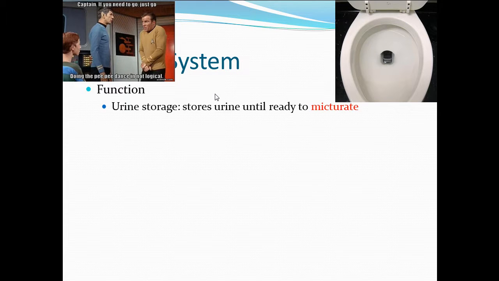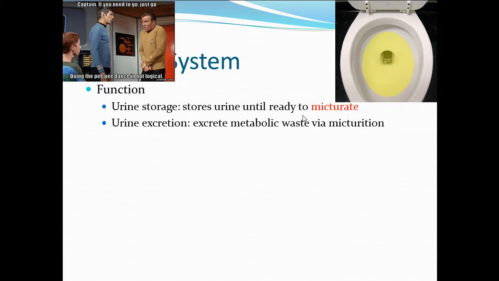Its functions: one, to store urine so that we can release it when we want to. The process of urinating is called micturition. Of course, we want to release the urine, which releases urea, the nitrogenous waste from our metabolism.